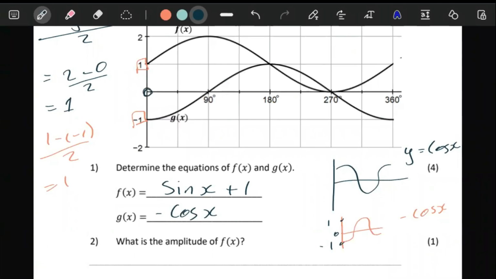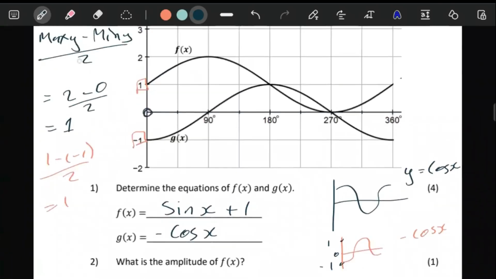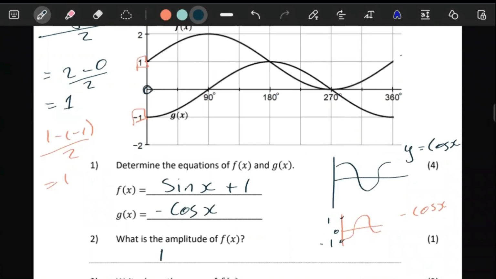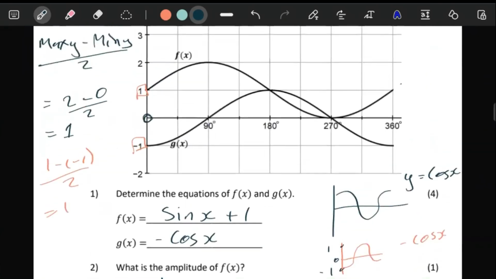Okay. The next one says calculate the amplitude of f. Amplitude of f, we already have it. We said it's just the 2 minus the 0 divided by 2. That's just the 1. Write down the range of f. For range, you always have to go to the highest value that the graph goes and the lowest value that the graph goes. So the range of your graph of f is between 2 and 0.